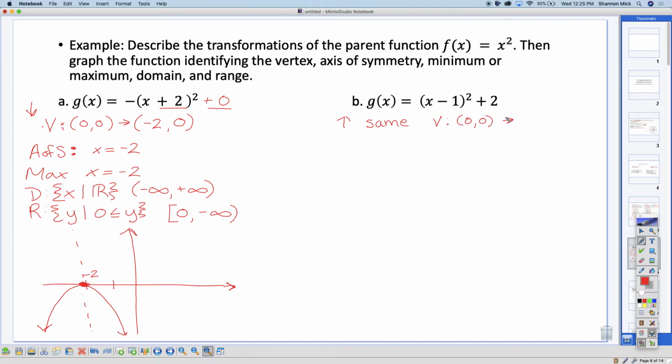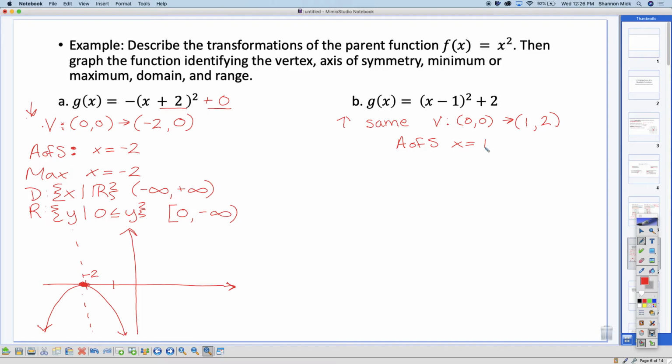And now where is it going? To the right 1, because of my, right here. And then we're what? Up 2. So it's going 0, 0 to 1, 2. Okay? So we know axis of symmetry, we should. A of S, X is equal to 1.